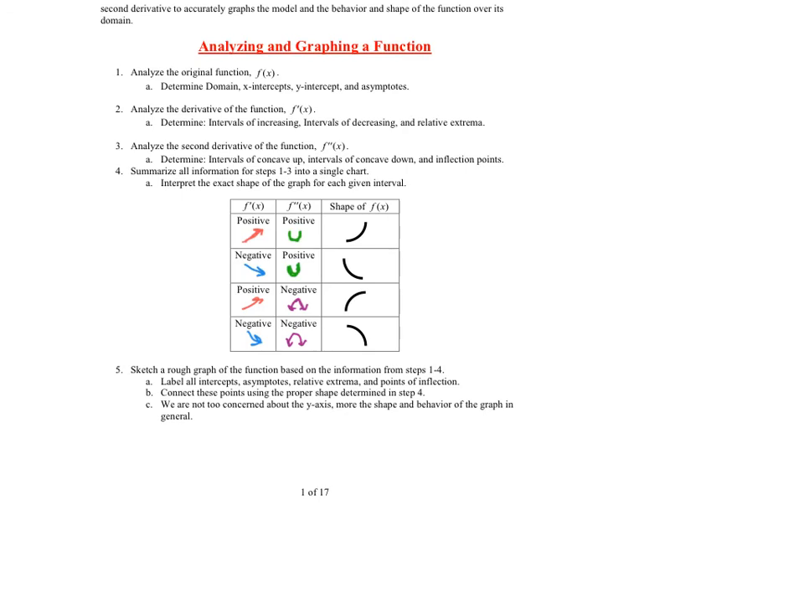And again, this is not the exact work that they show in the textbook, but this is the work that I expect to see on the test. So I want to see you break it down. Again, analyze the original function, analyze the derivative, analyze the second derivative, put it all together, and make the graph.